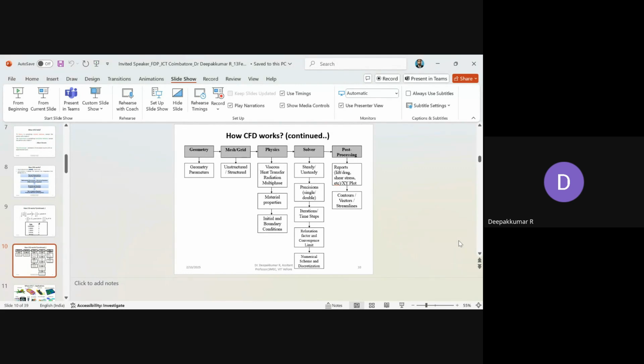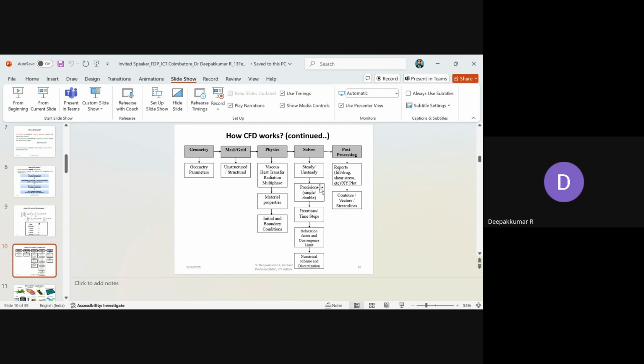The problem may be a viscous or non-viscous problem, heat transfer, radiation, multiphase; material properties you have to define. And the problem may be steady or unsteady. If it is a steady problem, only boundary conditions are sufficient, whereas in an unsteady problem, both initial and boundary conditions are required. The solver depends on the requirement: you may solve the problem with a steady solver or an unsteady solver.